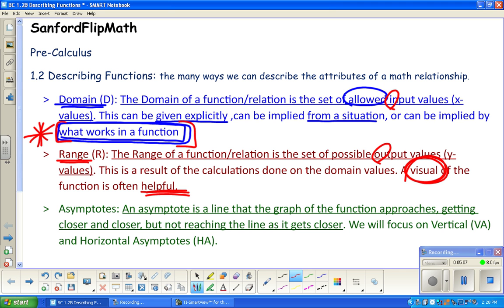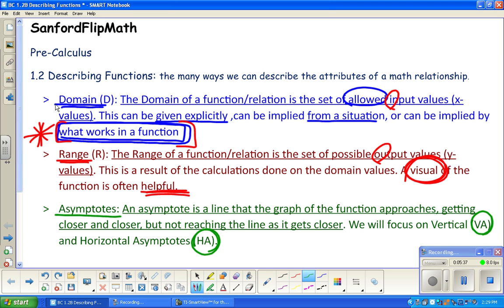Okay. All right. The third thing we're going to talk about today is asymptotes. And asymptotes you should be somewhat familiar with, but probably not as familiar as domain and range. But asymptotes we will again abbreviate, but we're going to focus specifically on vertical asymptotes and horizontal asymptotes. There are such things as slant asymptotes, sometimes called oblique asymptotes. They exist, but we're going to focus on horizontal and vertical. Okay. So what is an asymptote?